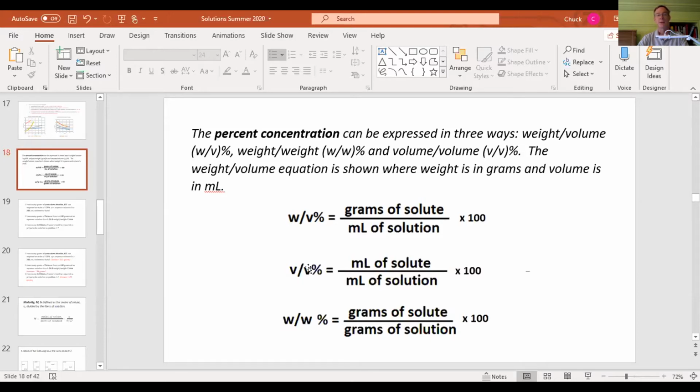Okay, and now we can also do a volume per volume. That would be milliliters of solute divided by milliliters of solution. This is convenient if the solute is another liquid. And then we have weight per weight. This would be something where it's easier to measure the weight of the solute in the solution rather than the milliliters. Okay, let's actually see how we would use these equations. Let's look at some problems.